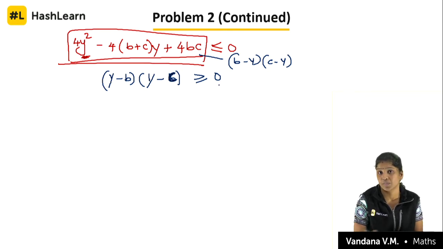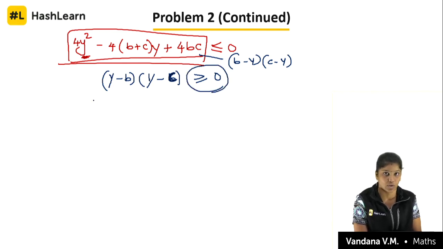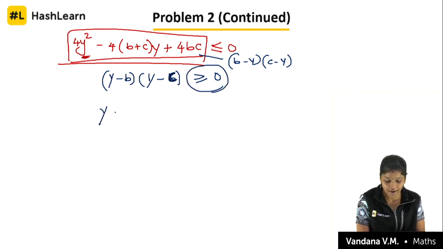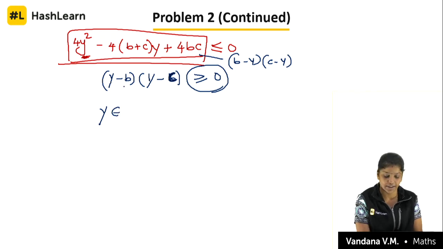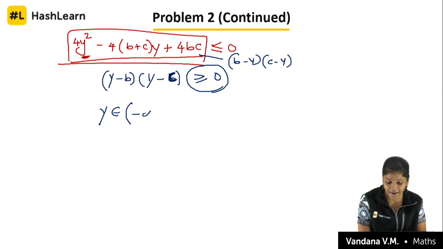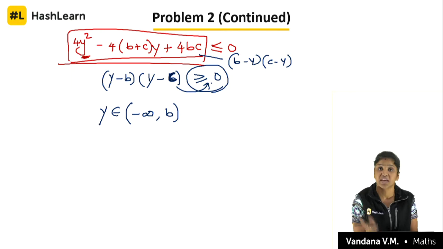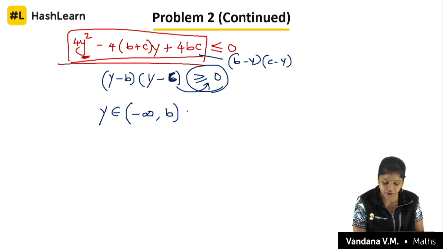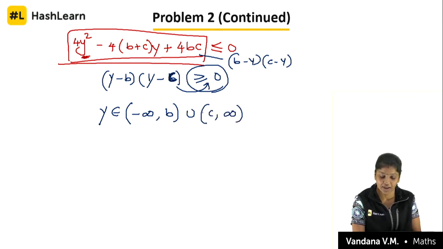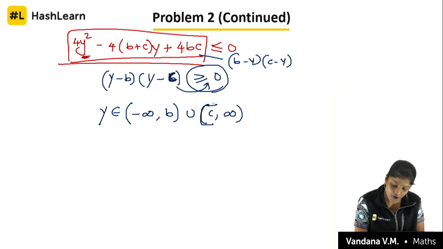Greater than or equal to 0 means both must be positive or both must be negative. Y belongs to, it is greater than b, so from where to where will it have values? Minus infinity to b. It is greater than or equal to 0, so c side, greater than c, so that is union c to infinity. And one more thing, they gave that it is equal to, so it must be a closed interval for b and c.